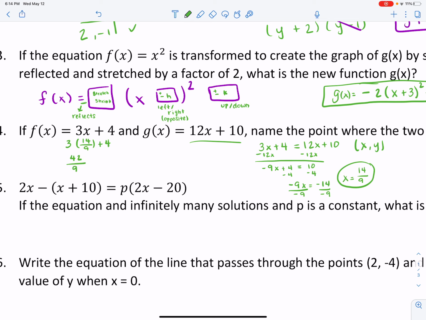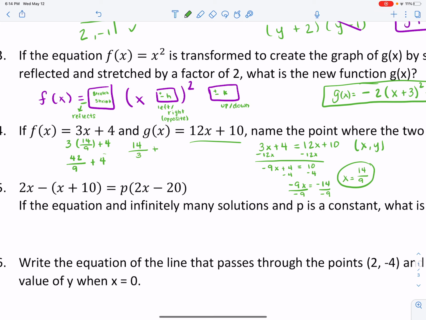But that is just another decimal. It's a repeating decimal, so we're going to keep it a fraction, but it will simplify. So I've got 42 over 9 plus 4. 42 and 9 are both divisible by 3. So that's really 42 divided by 3 is 14, 9 divided by 3 is 3.